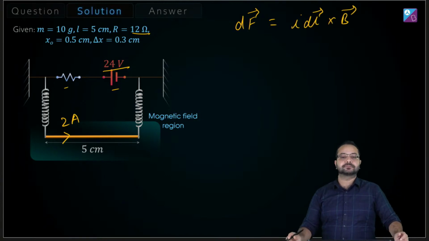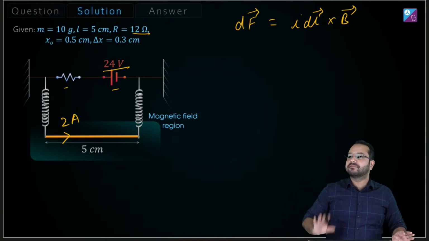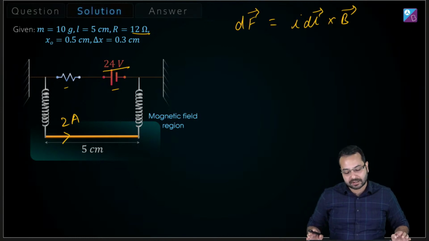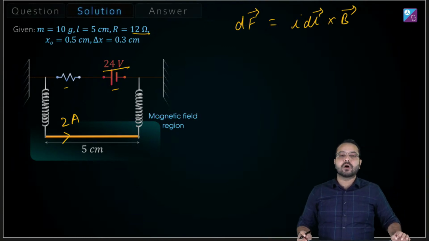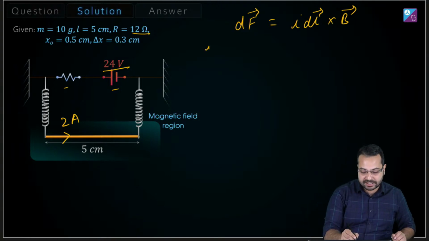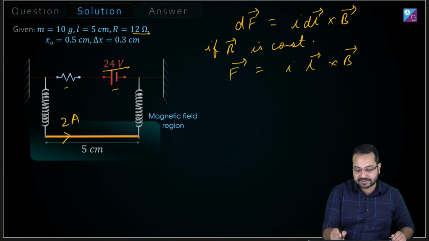Do you remember this? Okay, we generally start memorizing this result as ILB, but we sometimes forget what the fundamental equation behind that is. Okay, so dF is equal to I dl cross B, and if the magnetic field is constant, then the net force becomes IL cross B. Is that correct?